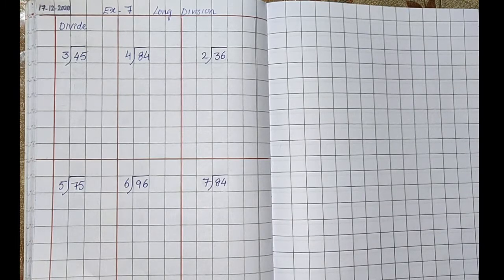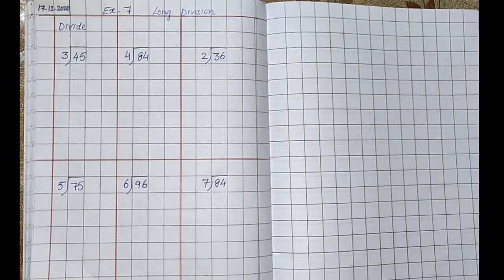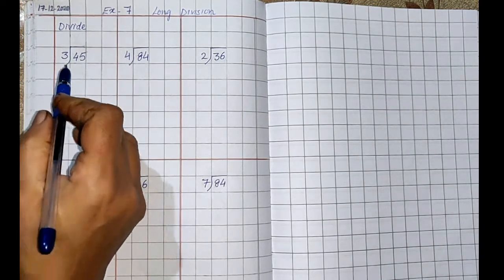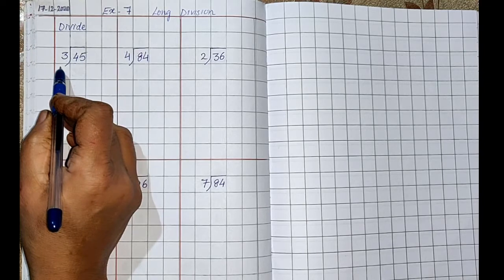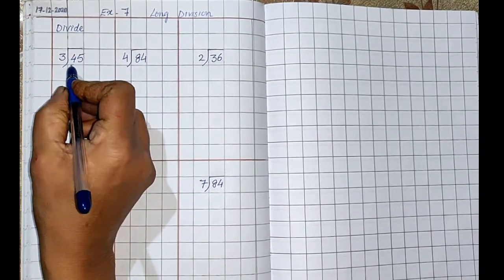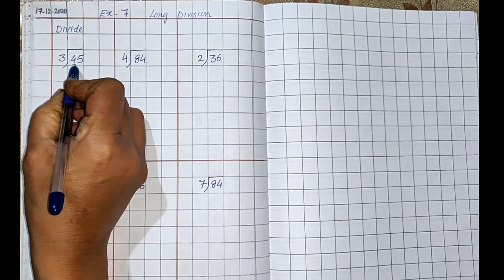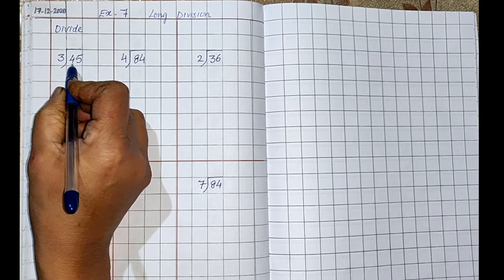Now, children, we are doing exercise 7, long division. Division in two steps. So, look here on the first sum, 45 divided by 3. So how do we do? You have to check that this is tens and ones. So always start from tens place. On tens place you have 4.